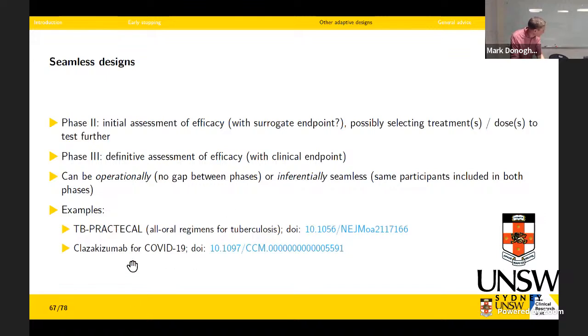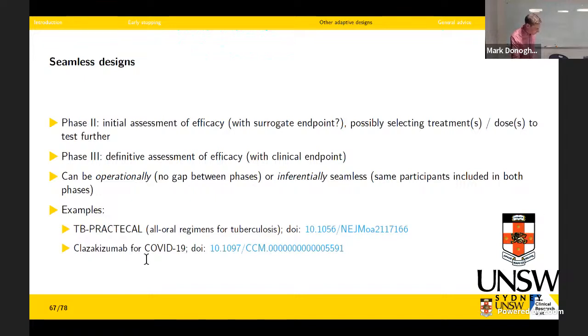This second one is testing a monoclonal antibody in COVID-19. So they weren't sure what kind of dose you should give people. So in phase 2, they tested a high dose and a low dose and a placebo. It looked like the high dose was working all right. So that went into phase 3.